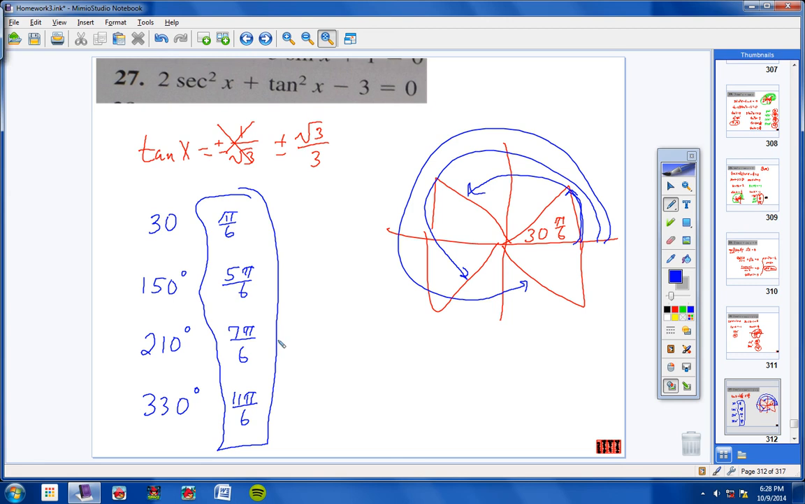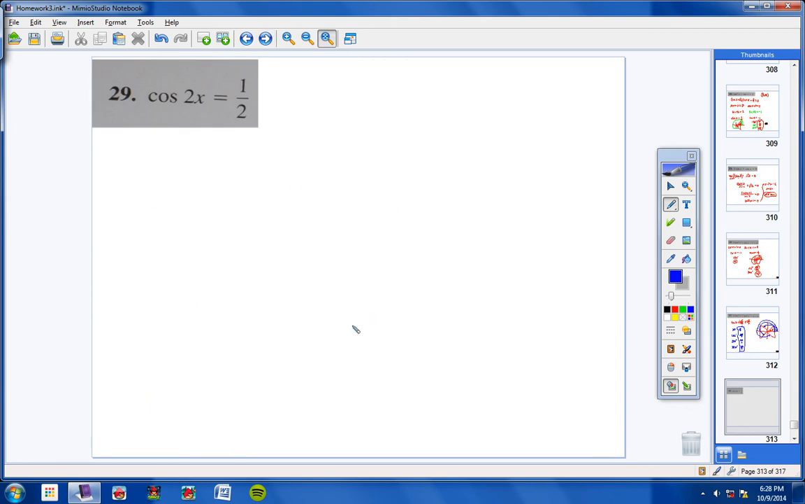I will probably give you some in which you do have to check your answers, and some of them will not work, okay? So make sure you're really practicing and remembering to do that, all right? All right, moving on to number 29. Now we're getting into some good problems here where we have multiple angles, like 3x or 2x or 1/2 x. Okay, so let's be really careful here, all right?